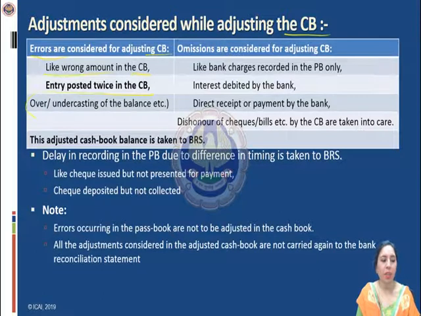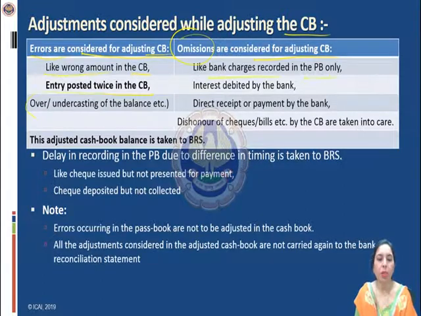So any of these or many of these transactions, when they are causing errors, are to be adjusted in the cash book. Then there are certain omissions also which are to be considered for the adjustment of the cash book. What kind of omissions could be there?